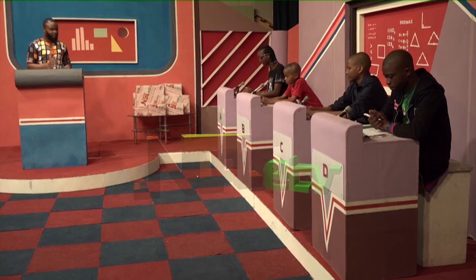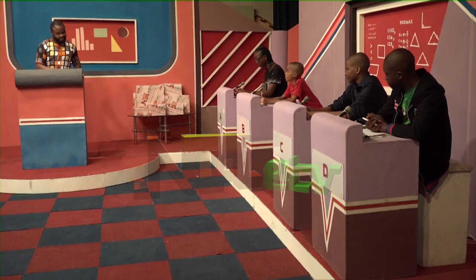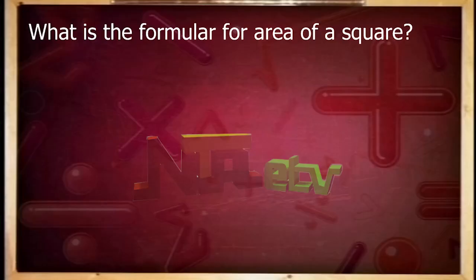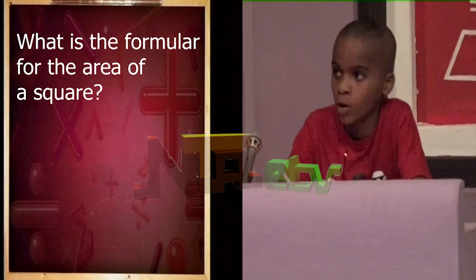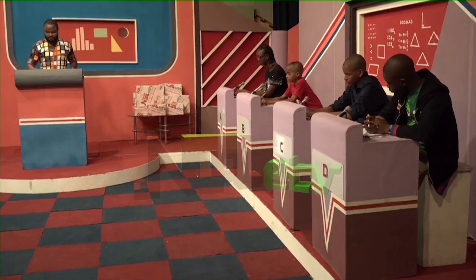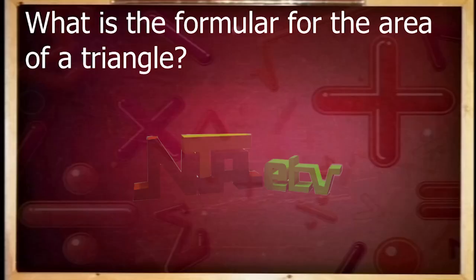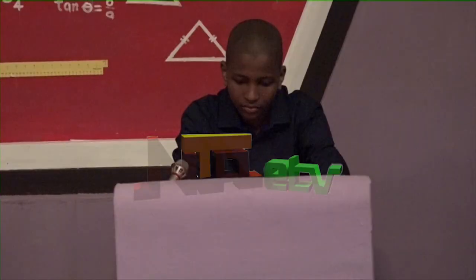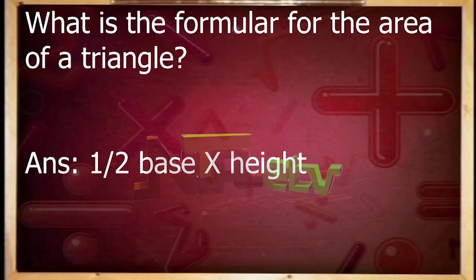Contestant B, your question. Question 3. What is the formula for the area of a square? L square. That is correct. Contestant C, your question. Question number 4. What is the formula for the area of a triangle? Half base times height. Half base times height is correct.